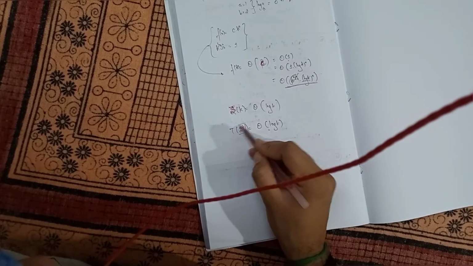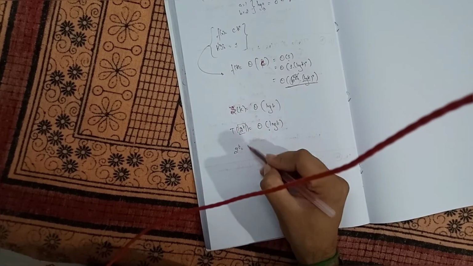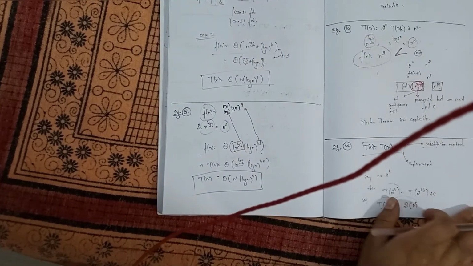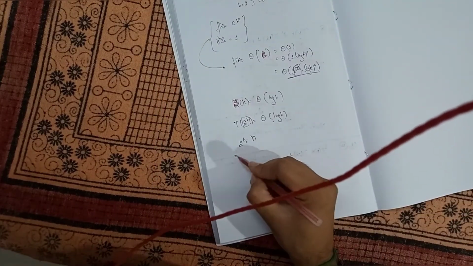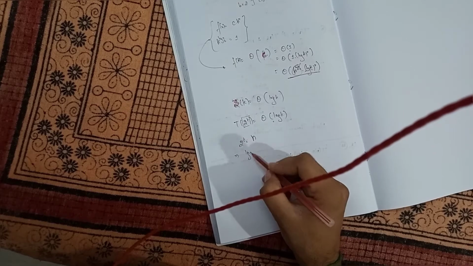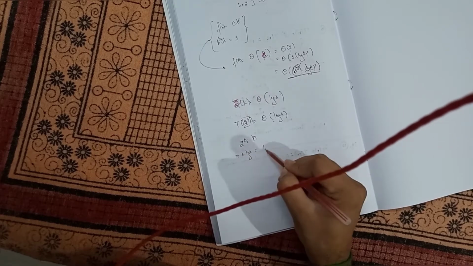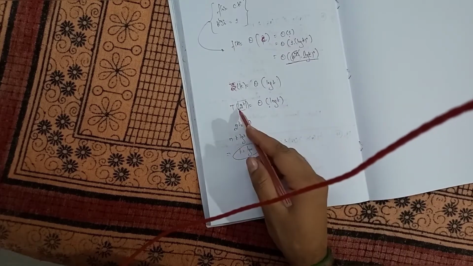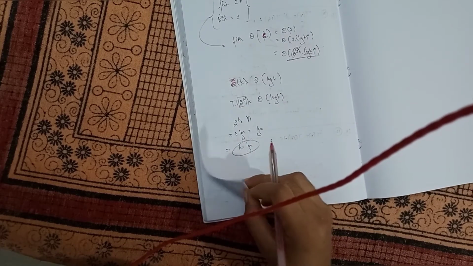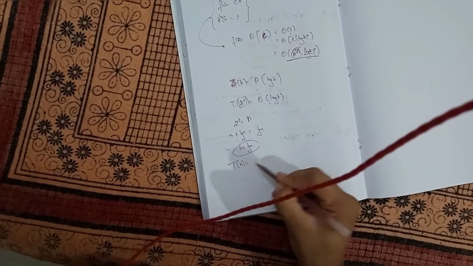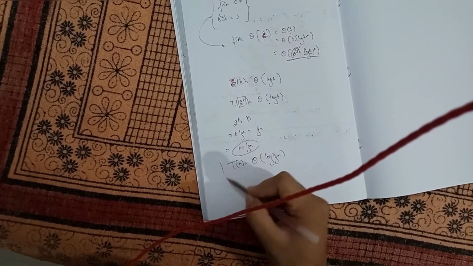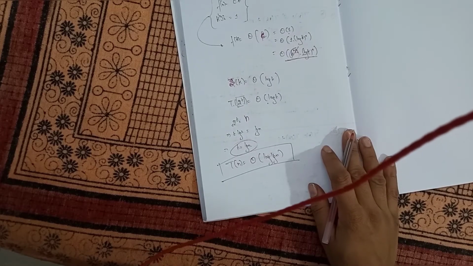2 power k is n, so k is equal to log n. T(2^k) is equal to T(n). So T(n) is equal to Theta of log k, where k is log n. Okay, this will be the answer.